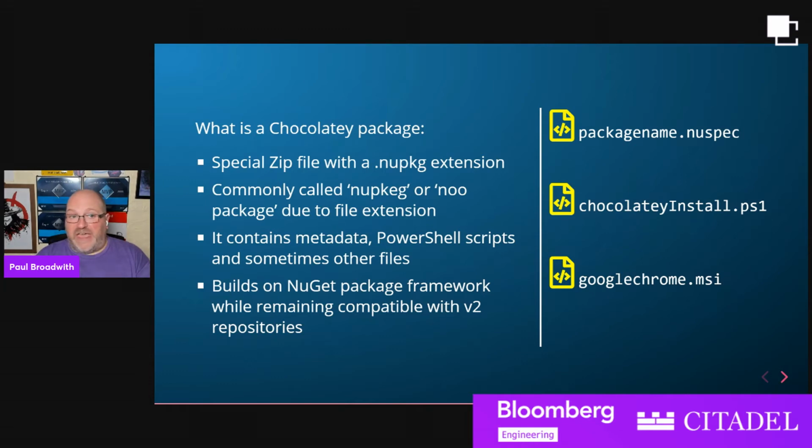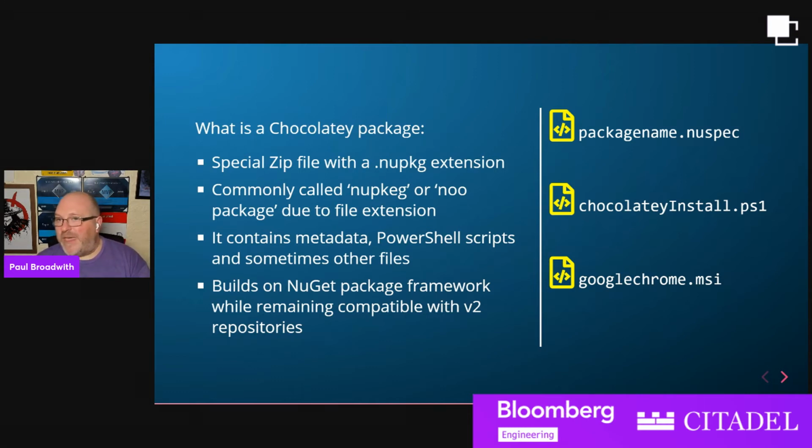And because of that extension, we commonly call it a nupkg. Well, technically it is called a NuGet package because of that file extension. I call it a nupkg just because it makes more sense to me. But you'll hear people call it nupkg or new package. And that package contains metadata, PowerShell scripts, and sometimes other files. So we've got just an example of some of those files on the right-hand side there.